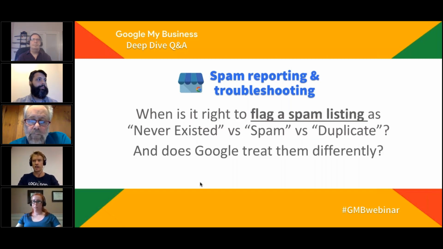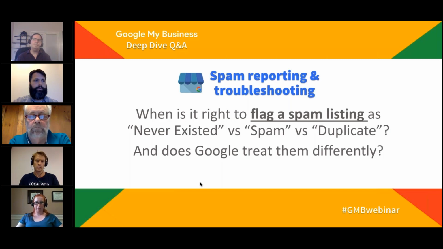Okay, so let's see the next question, and again, maybe John, maybe we'll stay with you on this one. When is it right to flag a spam listing as never existed versus spam versus duplicate, and how does Google treat these differently? So I usually use never existed for most of the cases. I use it for virtual offices. When I use spam is generally if it's like a second listing or 3 listings or 4 listings that the same business set up and they have keywords as the business name, and it's blatant spam, like it's very obvious.